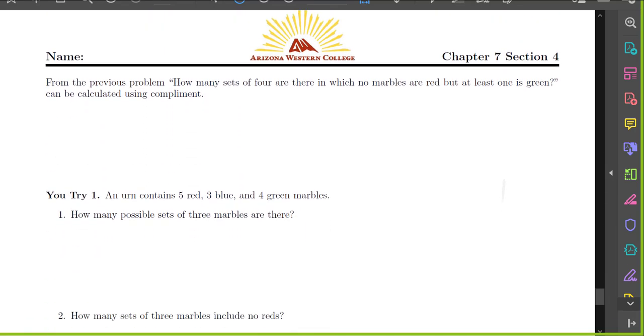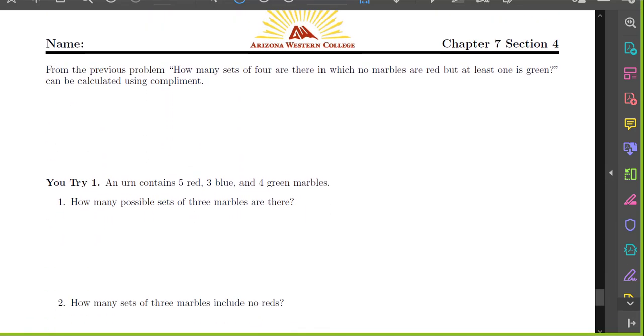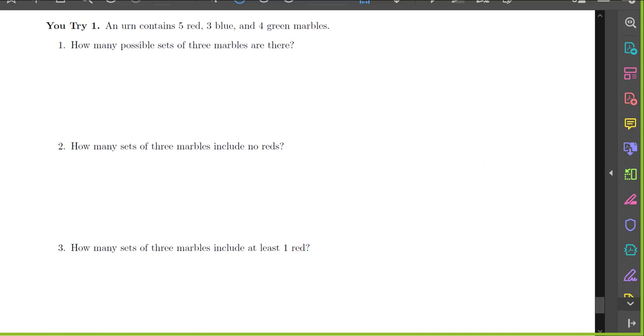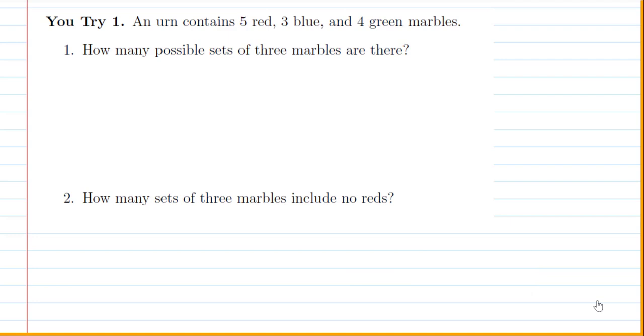All right, so that was actually this next bit. So from the previous problem, how many sets of 4 are there in which no marbles are red, but at least one is green, can be calculated using the complement. All right, so this last bit is for you guys. All right, so let's talk about our first one.